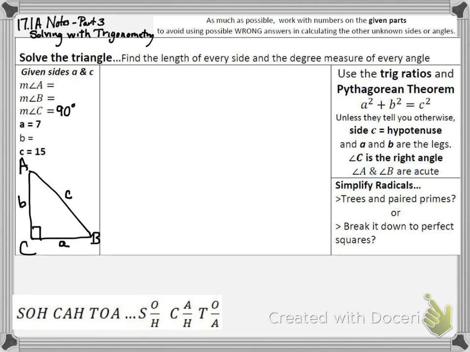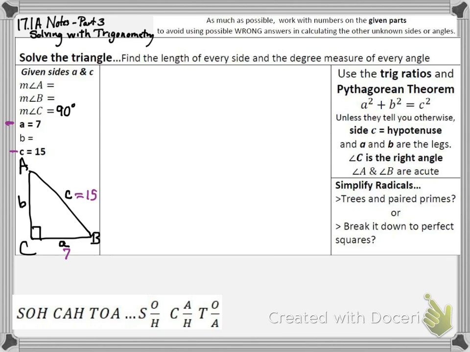I know that side a is 7, so I'm going to put a 7 down here. I know that side c is 15, so I'm going to put a 15 right here. I know that my 90-degree angle is at the C. We labeled that. But nobody told us any of these other angles. So we're going to have to deal with finding an angle, and we're going to have to find a missing side.